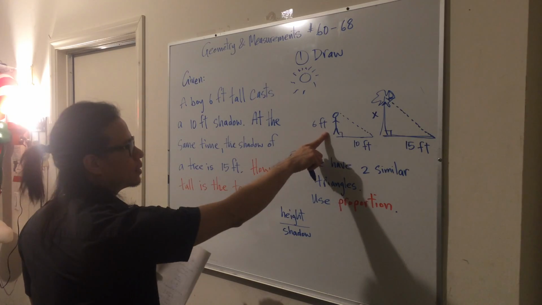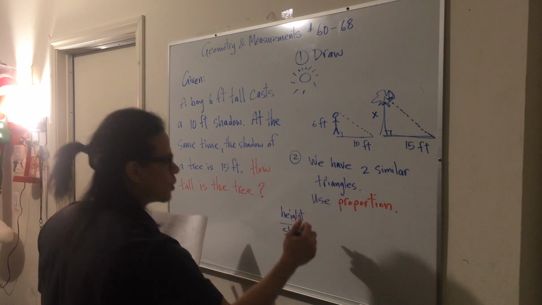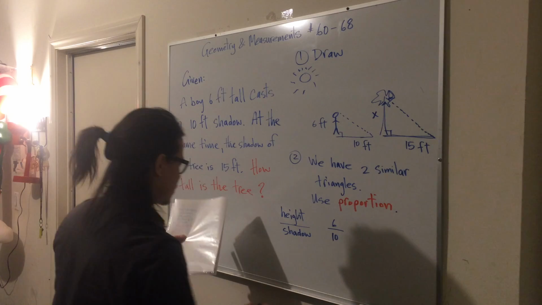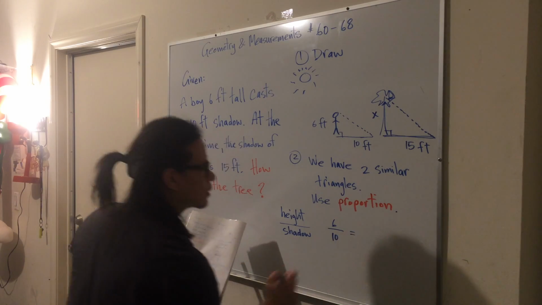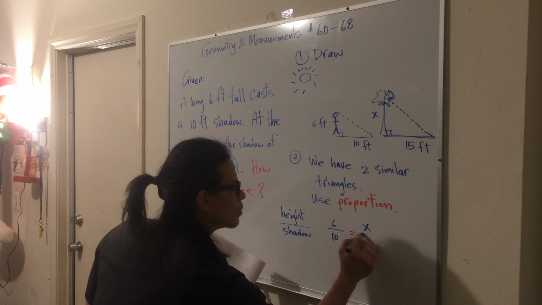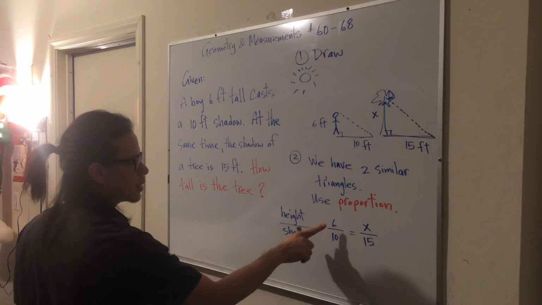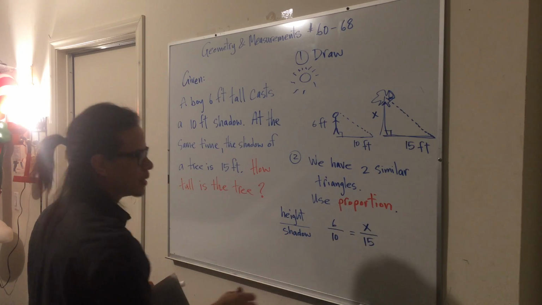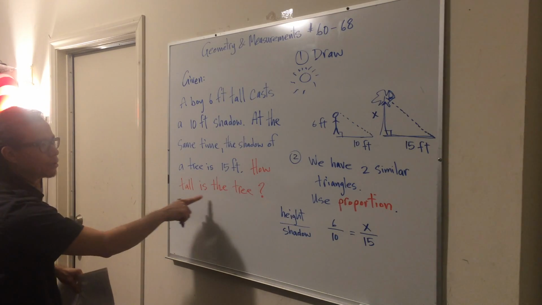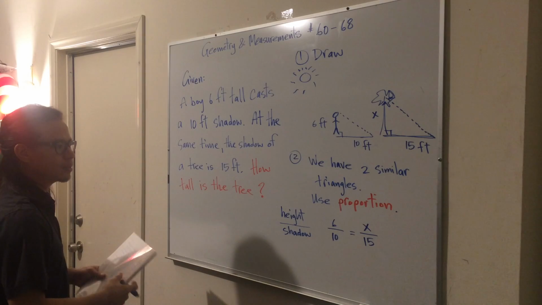Okay. So let's compare the height of the boy to the height of the tree. So we can relate the height of the boy, 6, to the shadow of the boy, 10 feet. We can say that is proportional to the height of the tree, which is x, over the shadow of the tree, which is 15. So we can say height is to shadow as height is to shadow. Now, to solve for x, because the question is asking for how tall is the tree, and that's x. So if we can find what x is, our job is done.